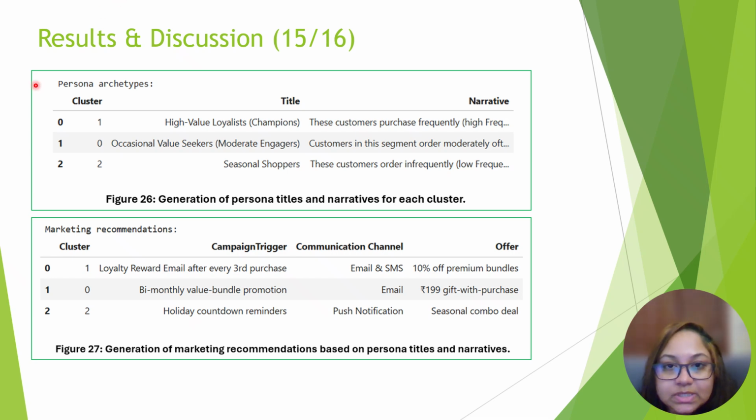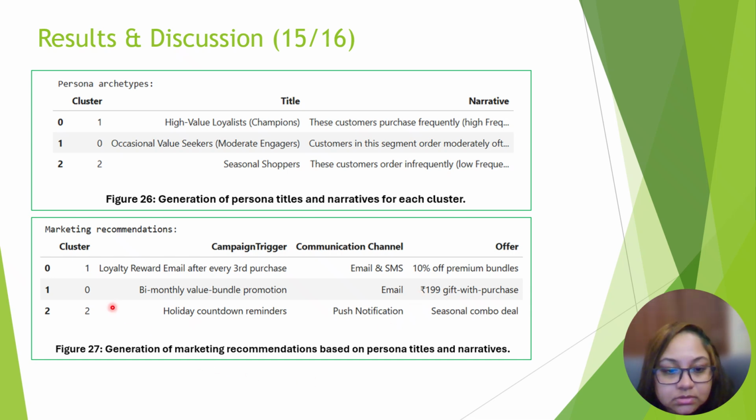So corresponding to these cluster personas, marketing recommendations are also generated. For cluster 1, as we can see, they are the high value loyalists or the champions. The campaign trigger recommended for them was a loyalty reward email after every third purchase. The communication channel was both email as well as SMS since they are high value customers. And then the offer was 10% off premium bundles. Next, for cluster 0, which is the moderately engaged group, we had bi-monthly value bundle promotions via email only. And for offers, we had 199 gift with purchase offers.